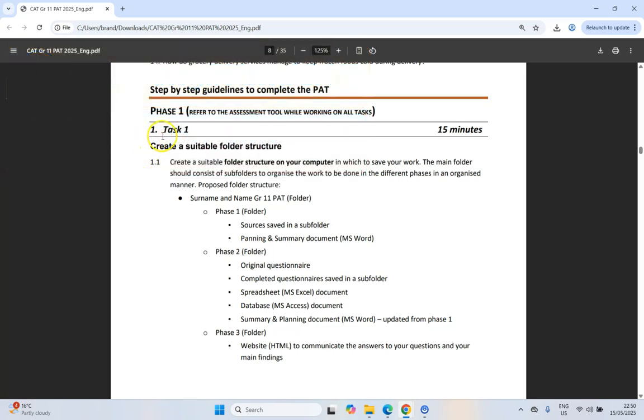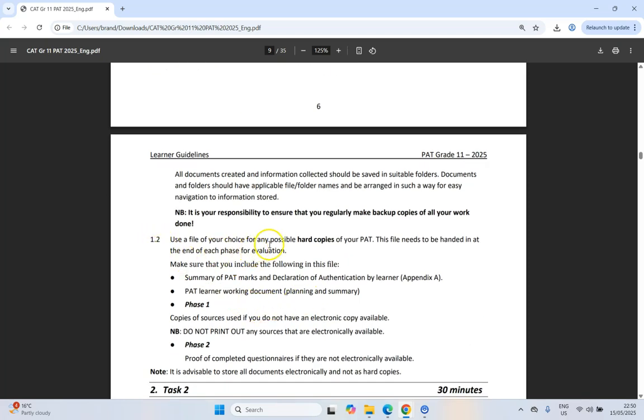Task one is going to be first creating a folder structure for your information. This little bit over here, they talk about if you've got hard copies.